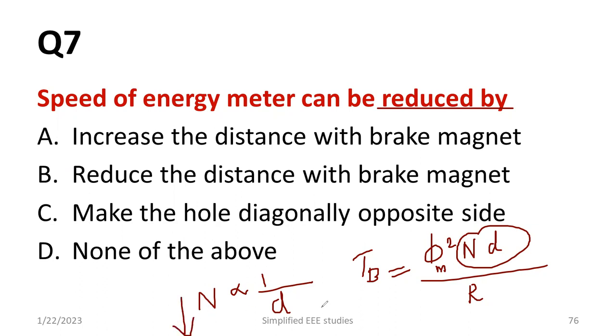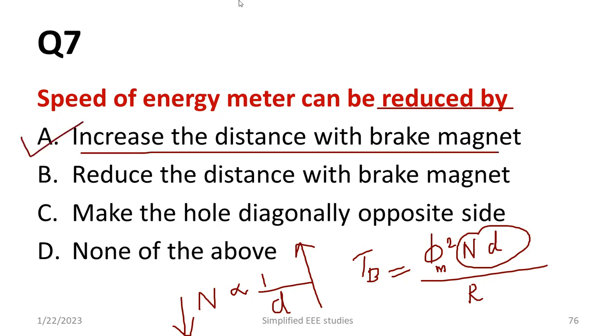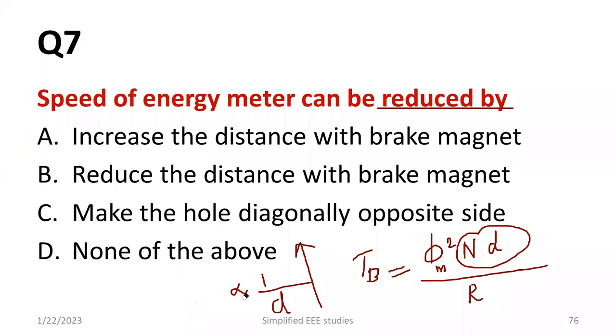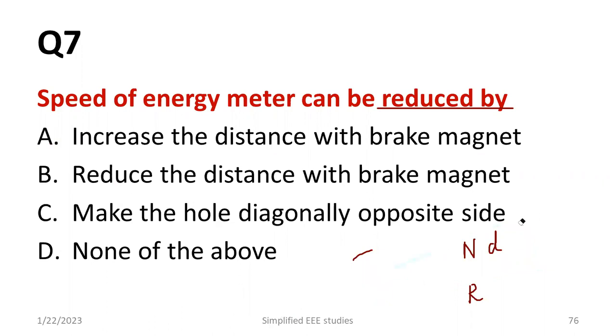So what you can do is, if you want to reduce the speed, you need to increase the distance from the brake magnet. So which option should be the right answer? If you want to reduce the speed, you need to increase the distance from the brake magnet. So please proceed with option A. That relation you have to study. It is very important. It may help you for solving some other types of questions. Kindly make a note of this.